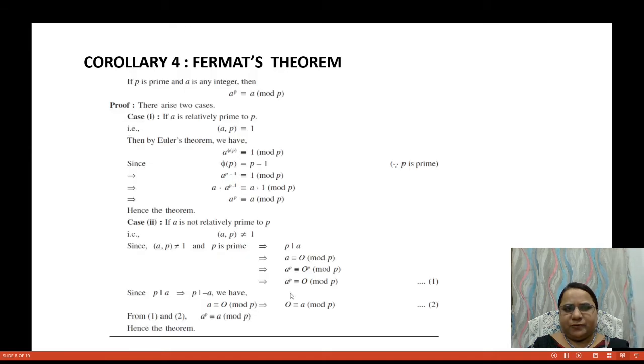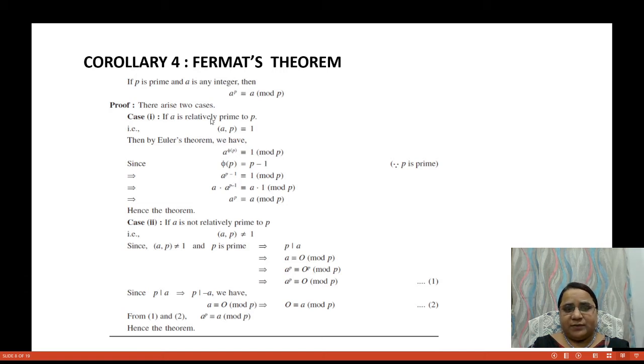Next is corollary 4, that is Fermat's theorem. If p is a prime and a is any integer, then a raised to p is congruent to a mod p. Here we have got two cases. First is if a is relatively prime to p, the second case is if a is not relatively prime to p.